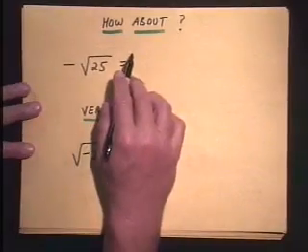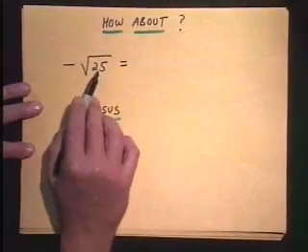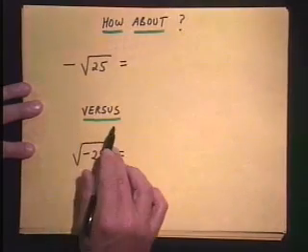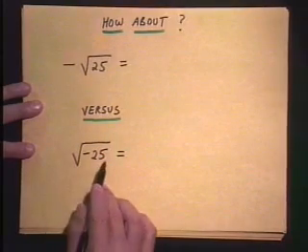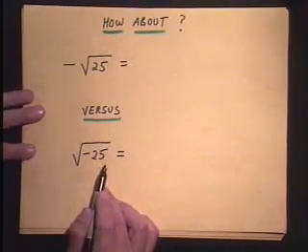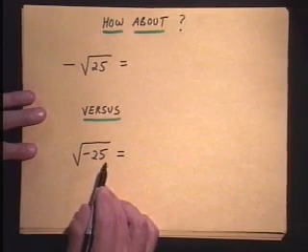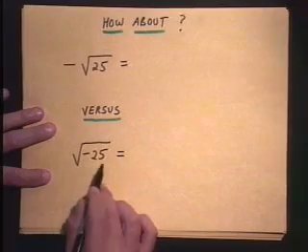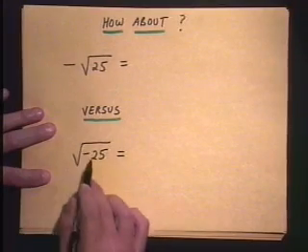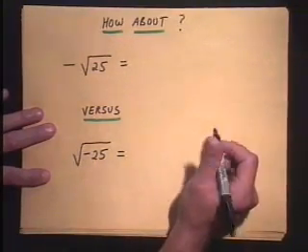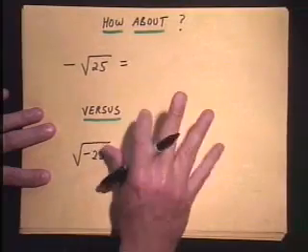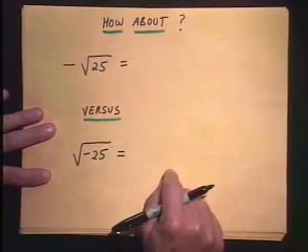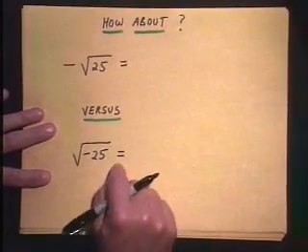Now, how about one like this, minus the square root of 25 versus the square root of negative 25? Wow. Now, let me think about it. Let's do the bottom one first here. Try this on your calculator if you have a calculator at home. Do the square root of negative 25, and it may not do that, but it's going to say error. I guarantee you it's not going to like it.